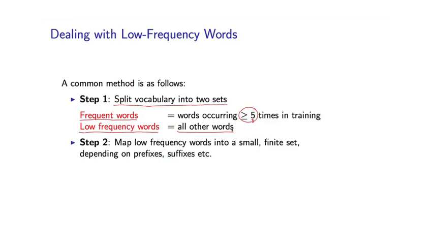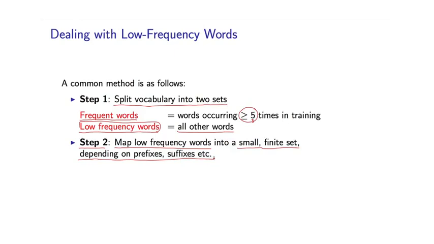So this is going to include words seen less than 5 times in the training data, and also words which are seen 0 times in the training data, all those new words that we see on test data examples which have never been seen in training. So that's the first step. In the second step, we're going to define a mapping where we map low frequency words, all the words in this set, into a small finite set, typically depending on spelling features of those words. I'll give an example of this in the next slide.